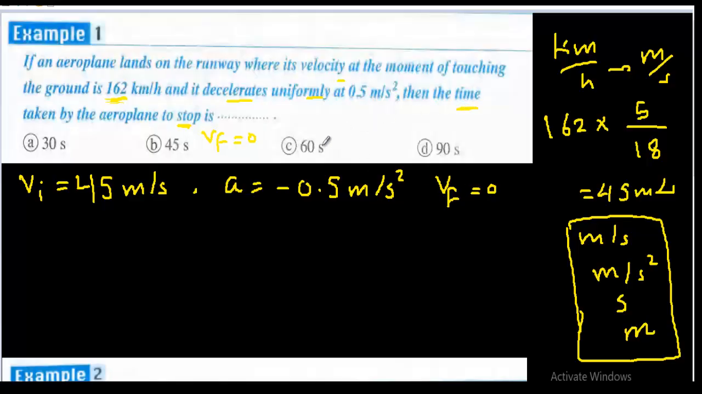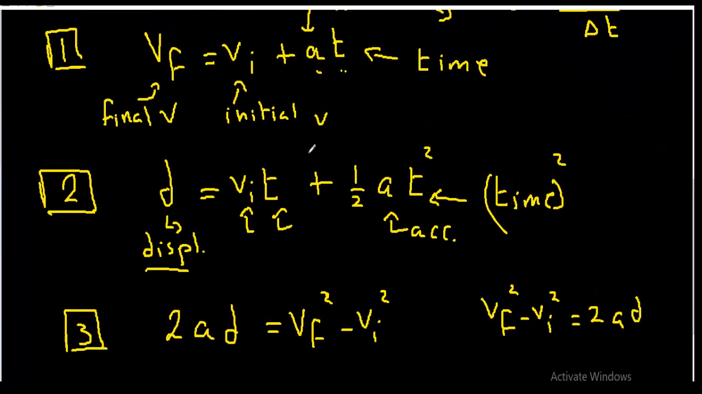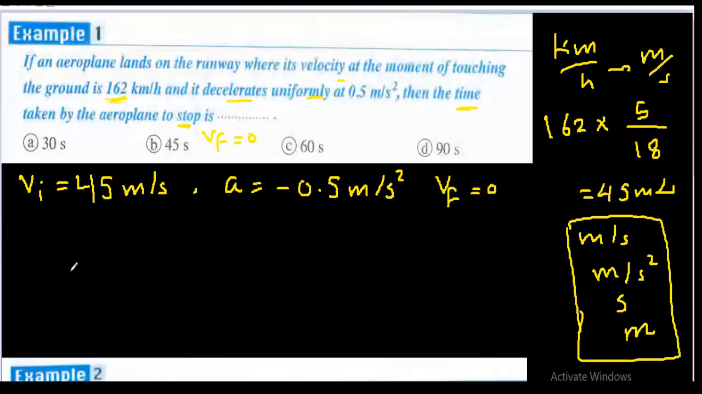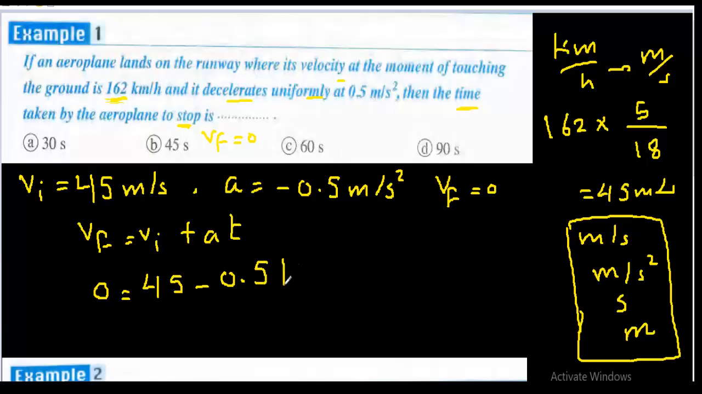We need the time. According to the given and unknown, we have final velocity, we have initial velocity, we have acceleration, and we need time. So the suitable equation here is the first equation of motion. So you will write the equation Vf equals Vi plus At. Vf equals 0. Vi equals 45. This positive sign will be negative because acceleration is negative 0.5, and time will be written t.